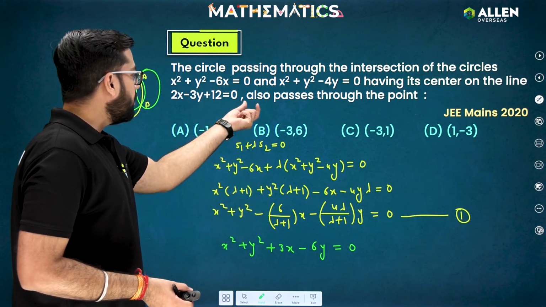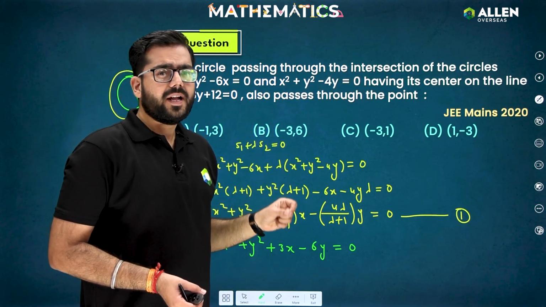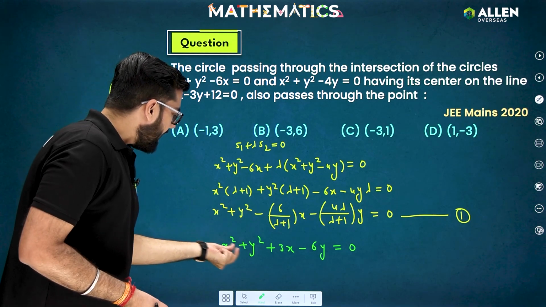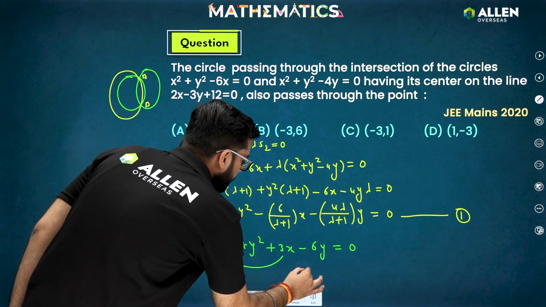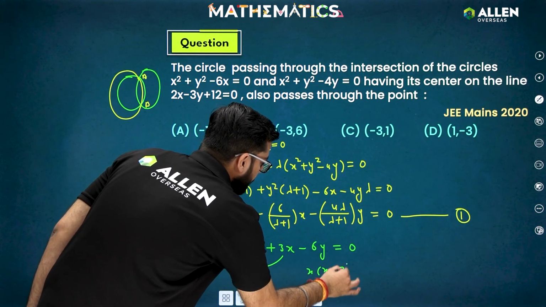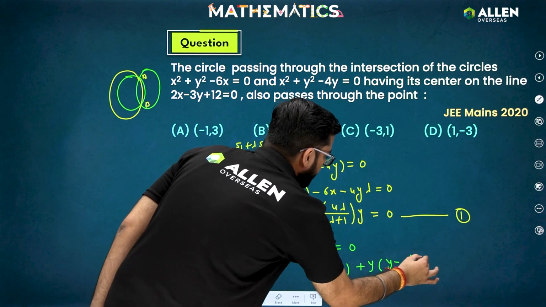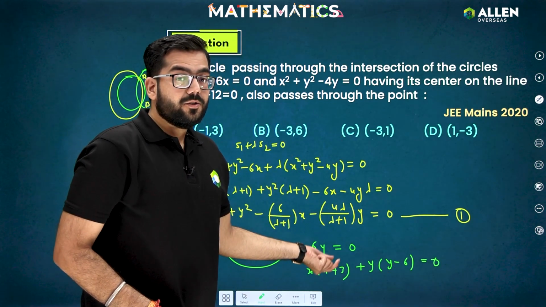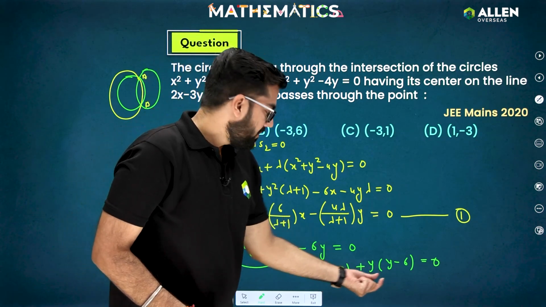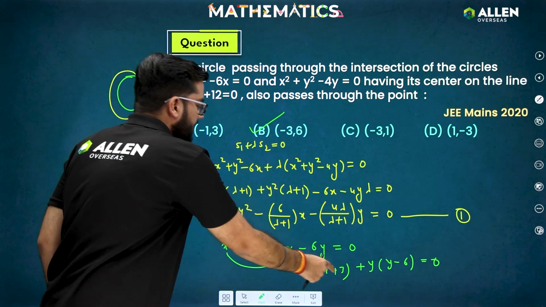But at the end, what do we need to find? We need to find the point through which it also passes. So if we take x as common from these terms, then you will get x plus 3. Similarly, y you can take common, then you will get y minus 6 is equal to 0. From this, it is quite easy to collect the points which satisfy this equation. That is minus 3 and 6, which is in option number B. Either you can satisfy it here.